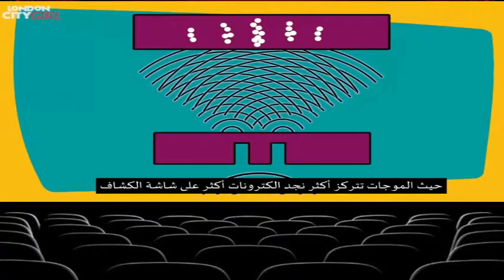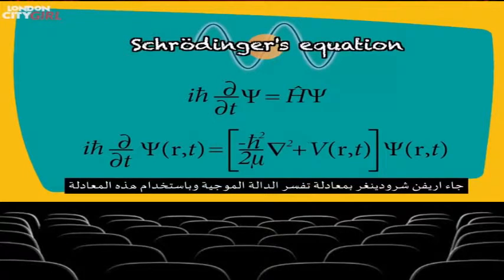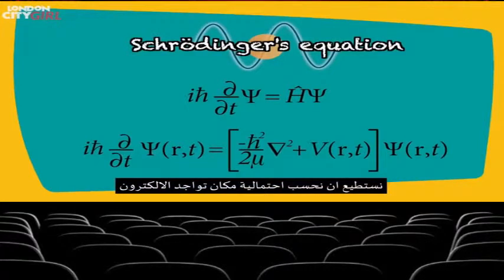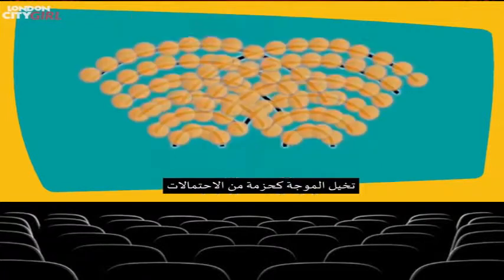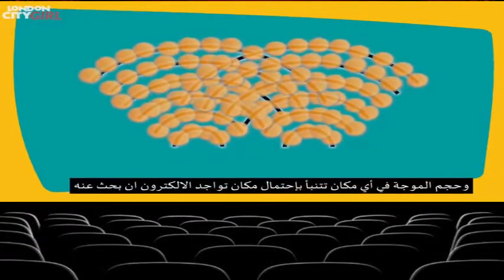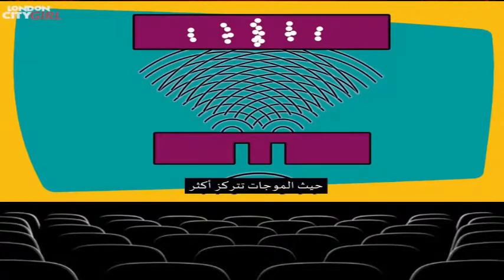Where the waves are most intense, we find more of the electrons on the detector screen, and where they cancel each other out, there are no electrons on the detector screen. Schrödinger came up with an equation for the electron's wave function, and using this equation, we can find out the probability of the electron being in a particular location. Think of the wave as a bundle of probabilities, and the size of the wave in any location predicts the likelihood that the electron will be found there if it is looked for. That is why on the detector screen we observe most of the electrons landing in the places where the electron's wave is at its most intense.